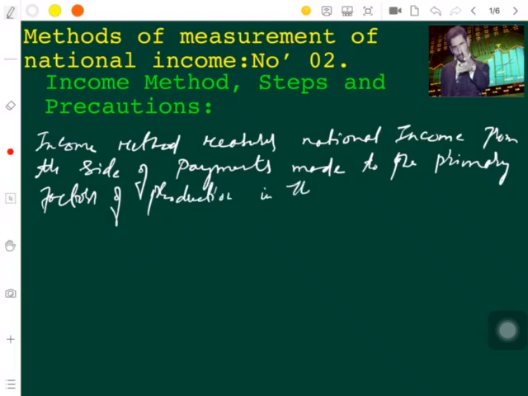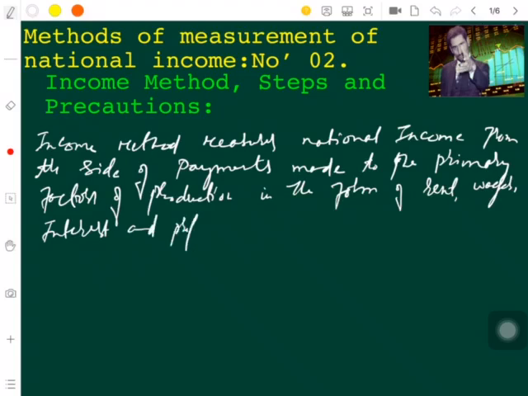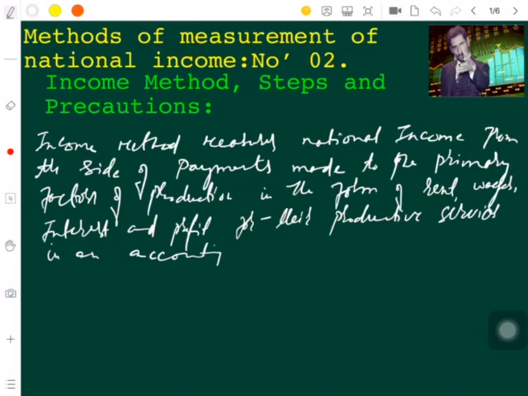in the form of, there are four forms we always use: rent, wages, interest, and profit, for their product and services, in an accounting year. So dear students, here we are with the definition.